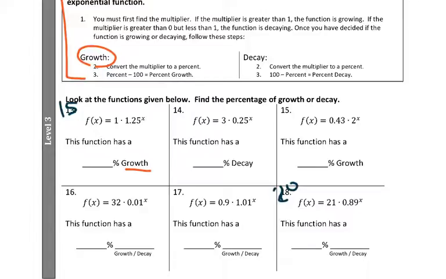Okay, so I have a function with an initial value of 1 and a multiplier of 1.25. To find the percentage of growth, because I told you it's growth already, I need to convert the multiplier into a percent. So when we converted percentages to decimals, we divided by 100. This way we're going to go backwards. I'm going to do 1.25 in my calculator times 100, so that's 125. And then what it says here is I want to take the percent and subtract 100. So 125 minus 100 tells me that this has a 25% growth rate.